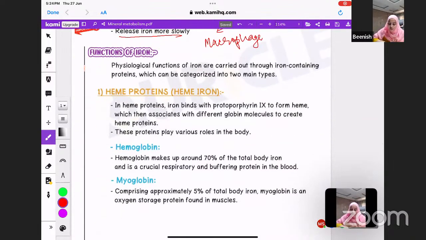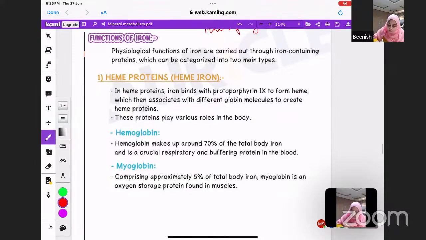Now talking about the functions of iron, the physiological functions of iron are carried out through iron-containing proteins, which can be categorized into heme proteins and non-heme proteins. So the functions of iron are manifested through the enzymes or proteins that contain iron. Again, they are divided into heme and non-heme. A lot of proteins contain iron in the form of heme, so they are grouped as heme proteins, and the others contain iron but not in the form of heme. In heme proteins, iron binds with protoporphyrin IX to form heme.